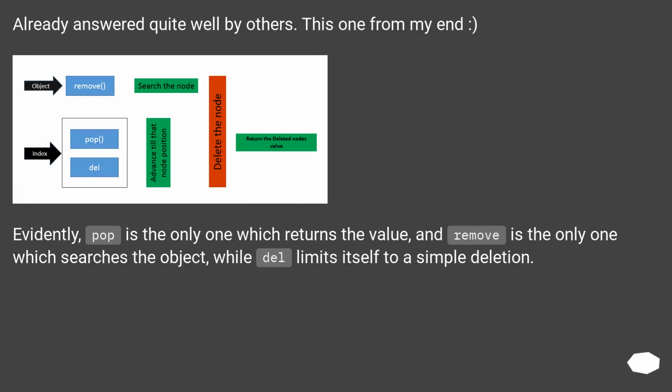Already answered quite well by others. This one from my end. Evidently, pop is the only one which returns the value, and remove is the only one which searches the object, while del limits itself to a simple deletion.